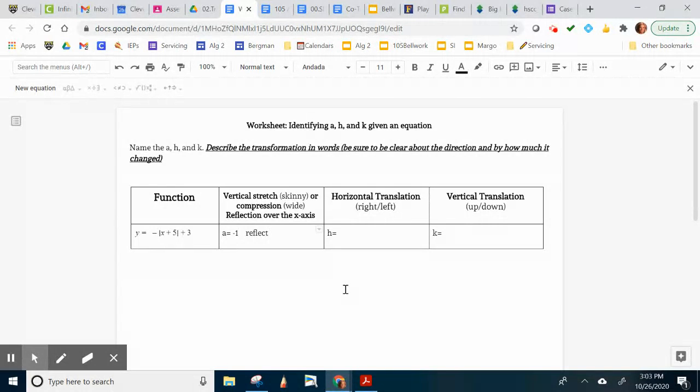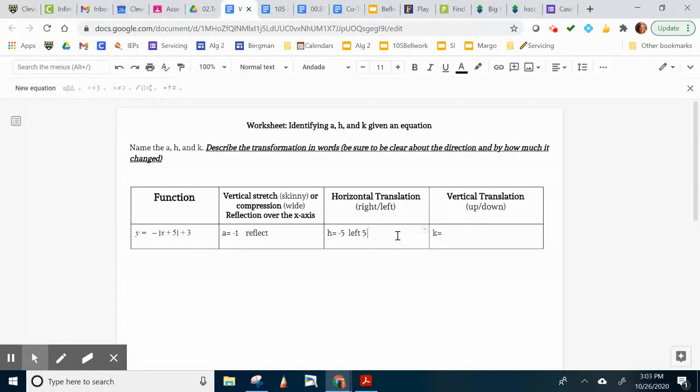Now I'm going to identify the h value. The h is always connected to x, and it's going to be in those absolute value signs. So I see x plus 5. What do you always have to remember when you're naming the h value? You need to name it with the opposite sign. So because it says x plus 5, I'm going to identify it as a minus or -5. When my h is negative, it means my graph is going to move left, and in this case, it will move left 5.